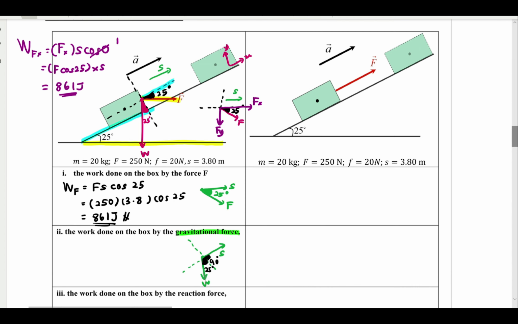Alright. So when we want to calculate work done by the gravitational force, awak kata awak tak nak resolve W. Boleh, tak ada masalah. Tapi sini mesti ambil W, S, and the angle between S and W is 90 degree plus 25 degree. And it is equal to 115 degree. Alright. So W here is equal to mg, and the mass is given 20 and g is 9.81 times s is 3.8 and cos 115. Okay. So kita kira lah. So you akan dapat negative 315 joule.